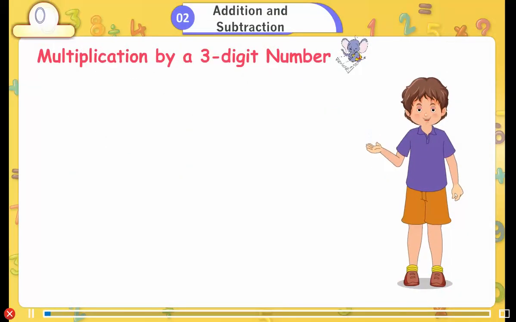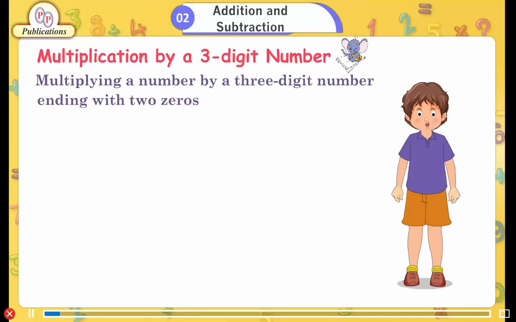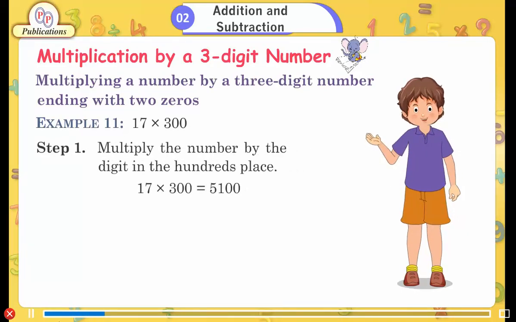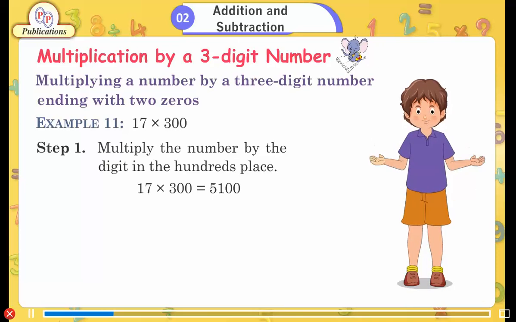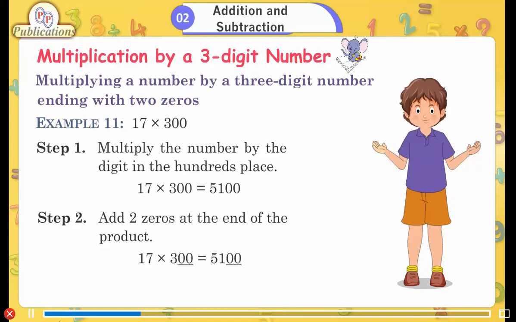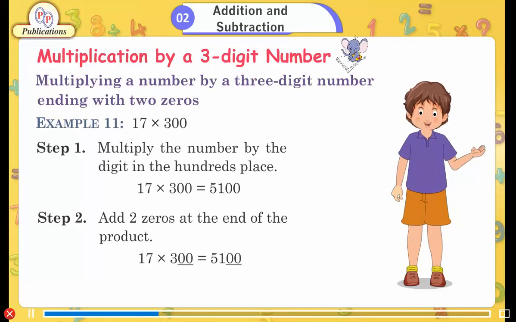Multiplication by a three-digit number. Multiplying a number by a three-digit number ending with two zeros. Example 11. 17 into 300. Step 1. Multiply the number by the digit in the hundreds place. 17 into 3 is equal to 51. Step 2. Add two zeros at the end of the product. 17 into 300 is equal to 5100.